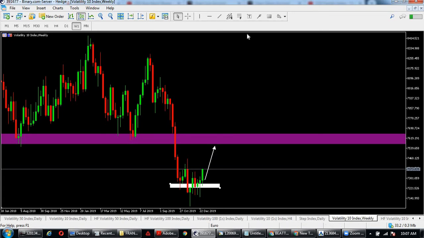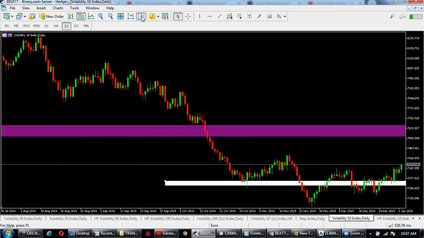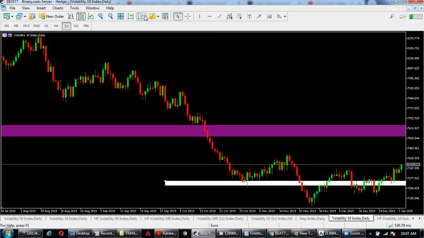And then now I will go over to the daily time frame. Because I can see clearly from the weekly time frame, we are very much still in confluence with the information we gathered from the monthly time frame.